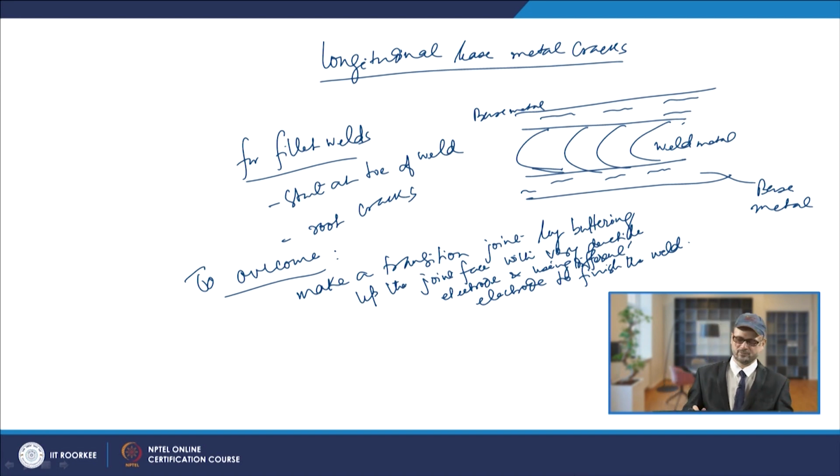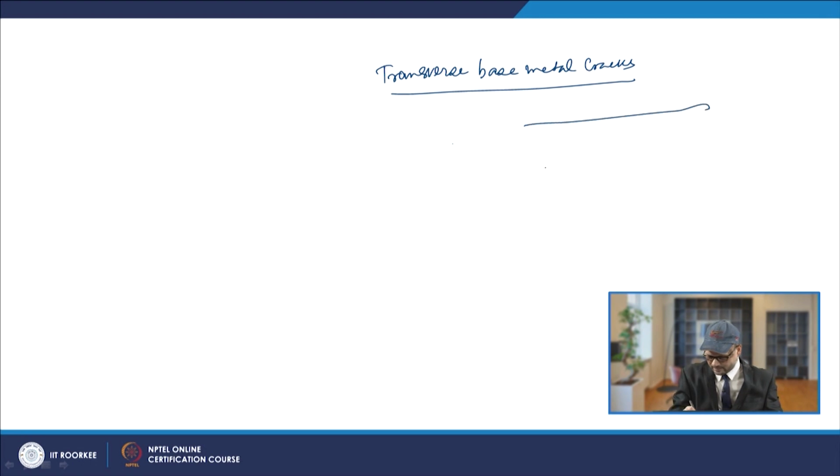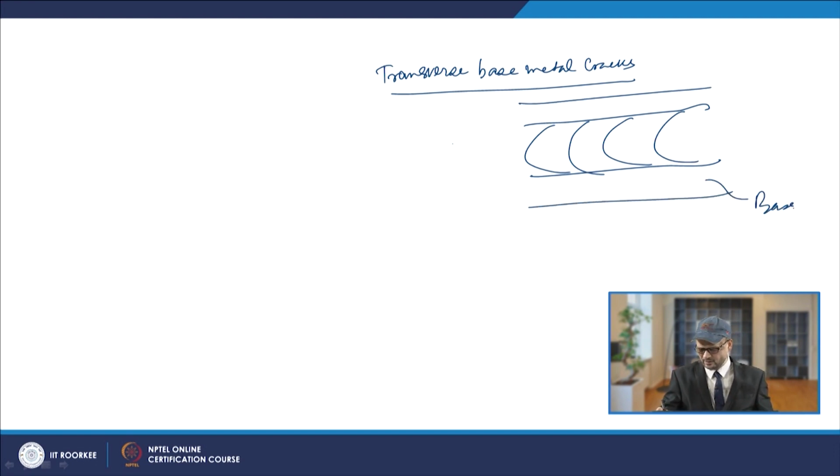Then come the transverse base metal cracks. Here also, similar to the longitudinal base metal cracks, you have cracks, but seen in the transverse direction. Again you will have the weld beads, the weld metal zone, and in this base metal zone you have the cracks which will be seen like this. This shows the transverse base metal cracks.